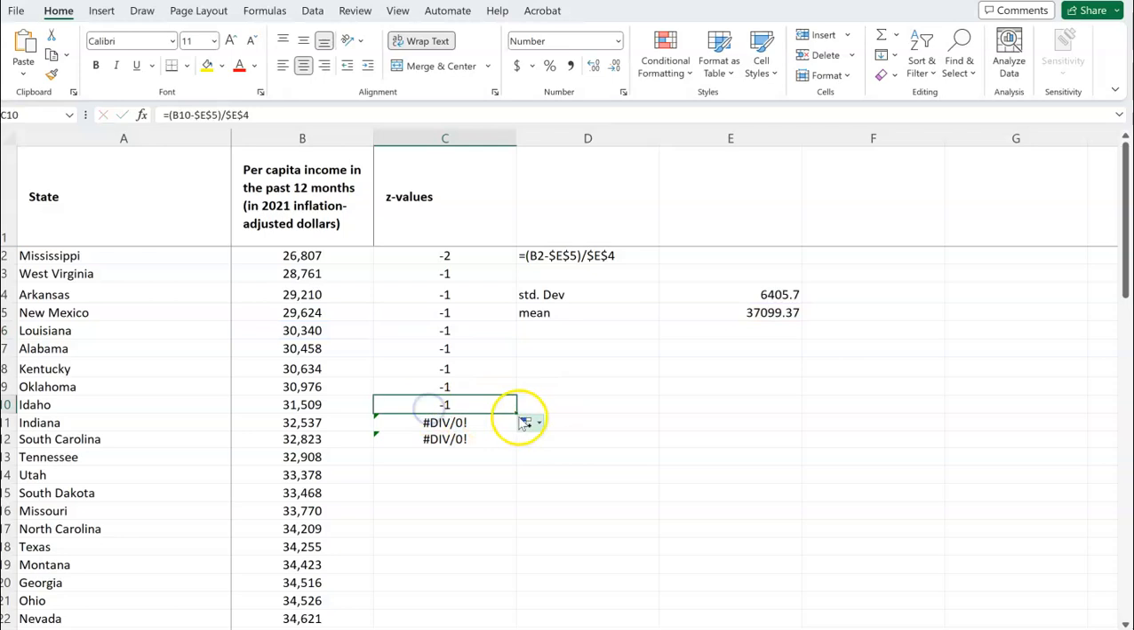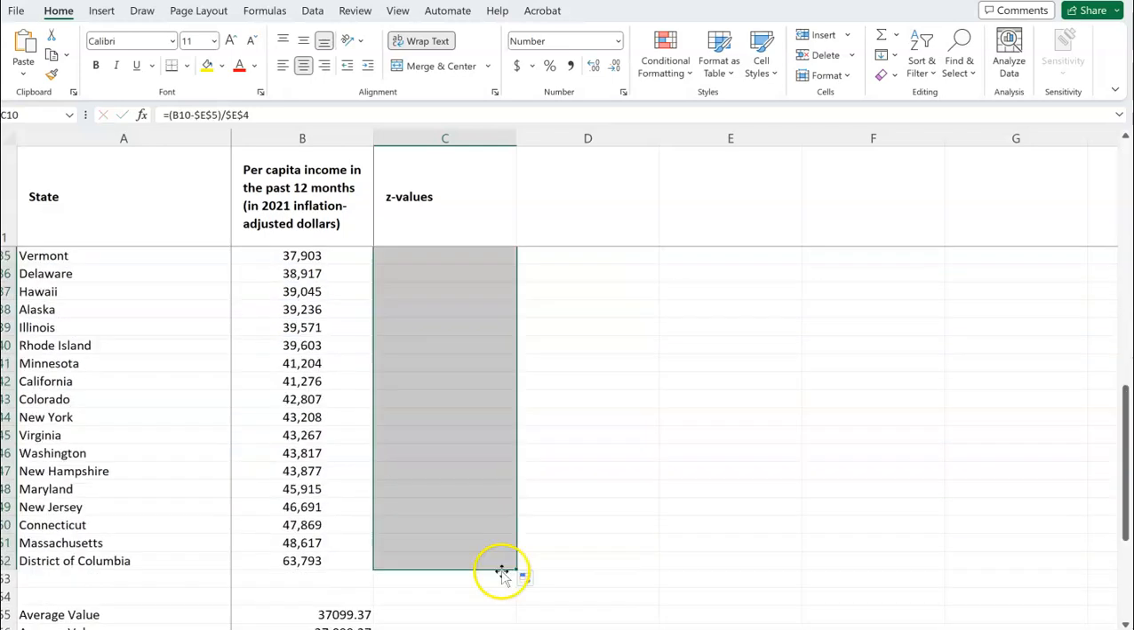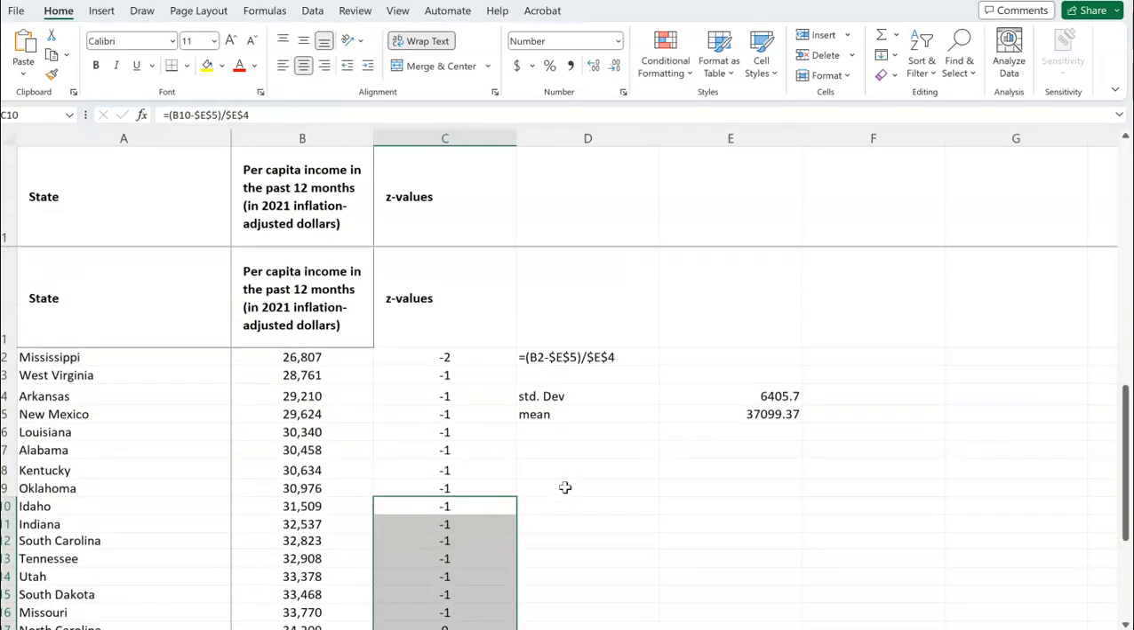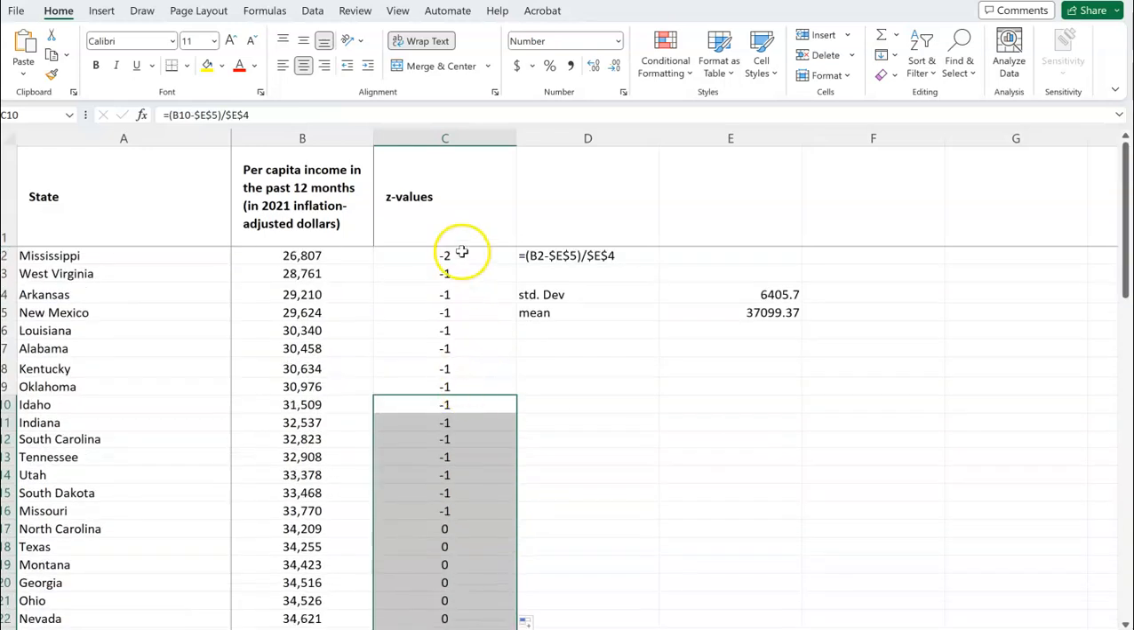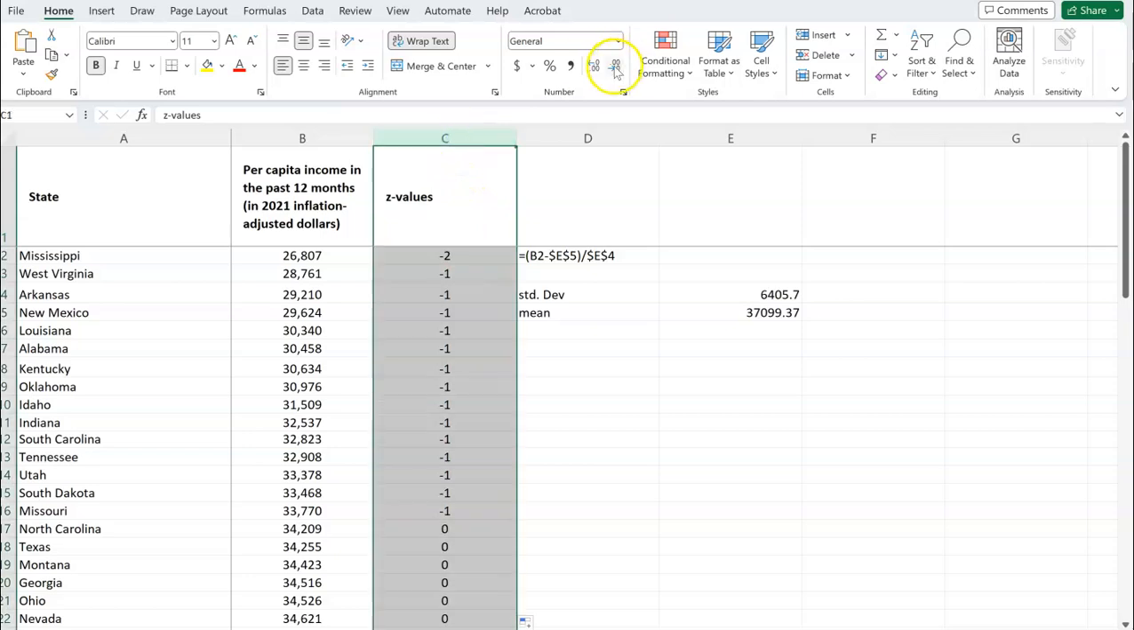So I will keep on doing that. I will go all the way down to this number. And what we see is the numbers are actually in whole numbers. We can convert them to decimals just to make them a little easier to read.